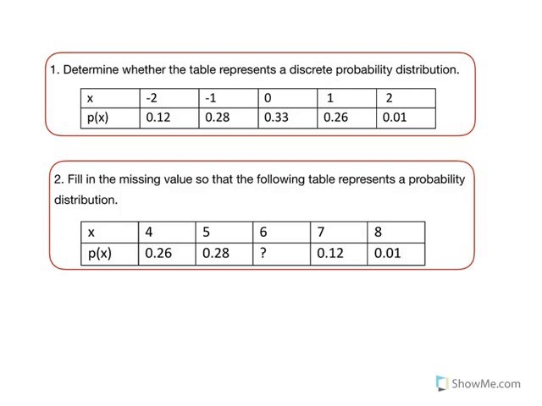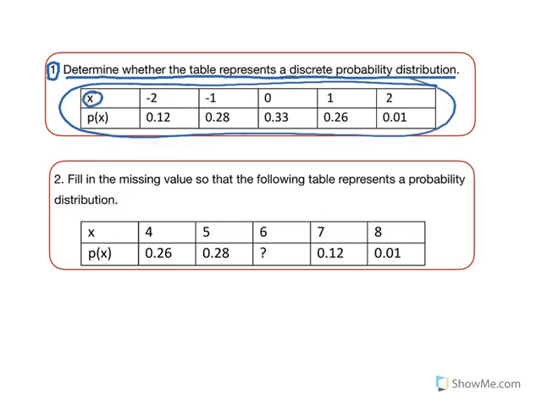Okay, in this question, we have two parts. It's almost the same question, but it will remind you of characteristics of a discrete probability distribution. So the first question, number one, is to determine whether the table represents a discrete probability distribution or not. And you are given a table here with x and the probability of x.